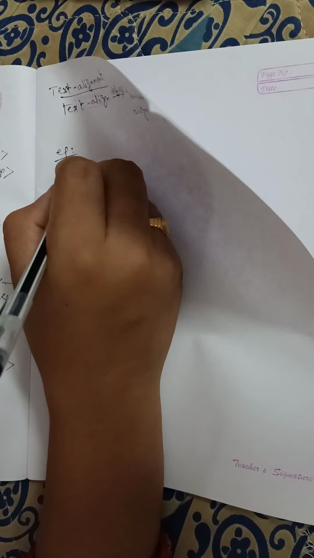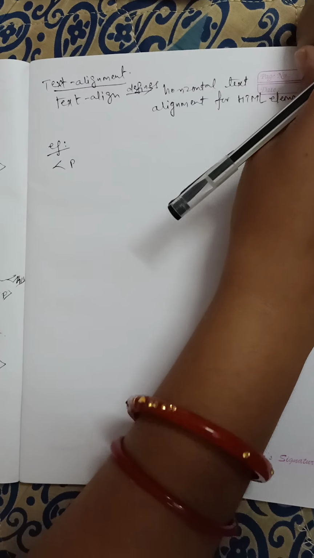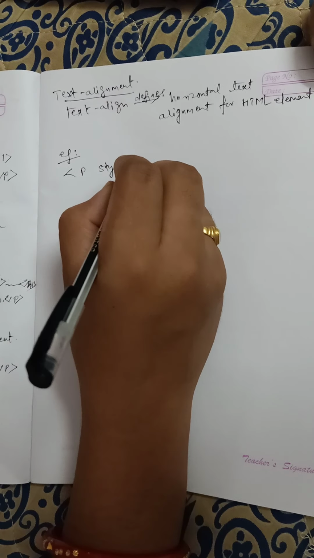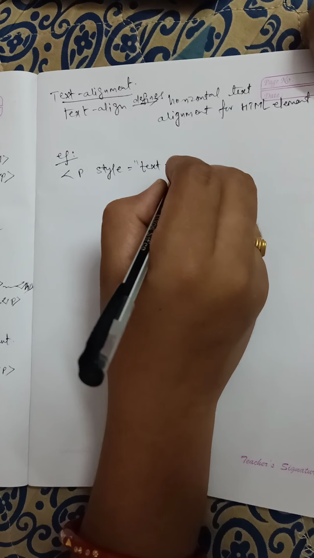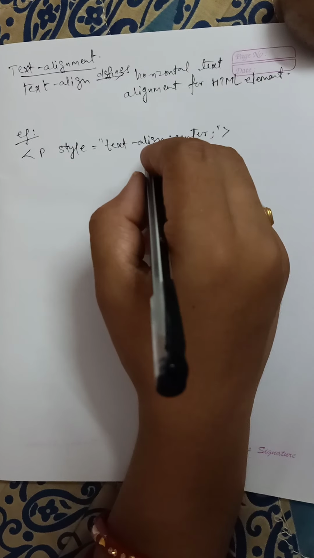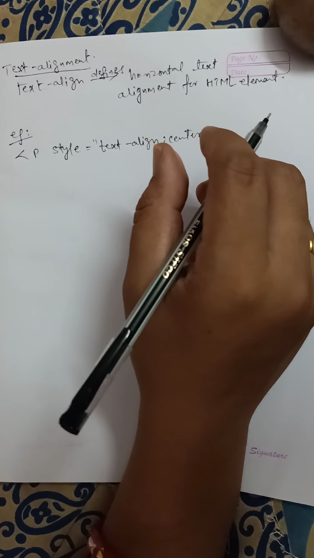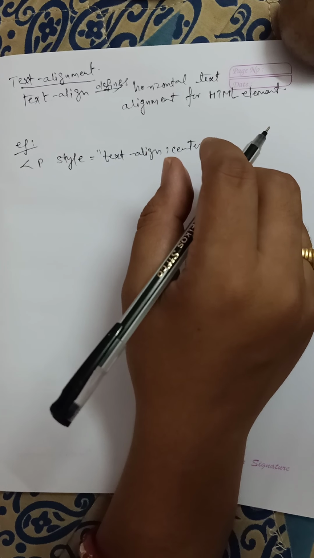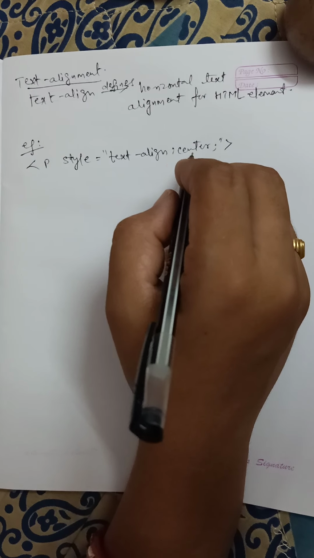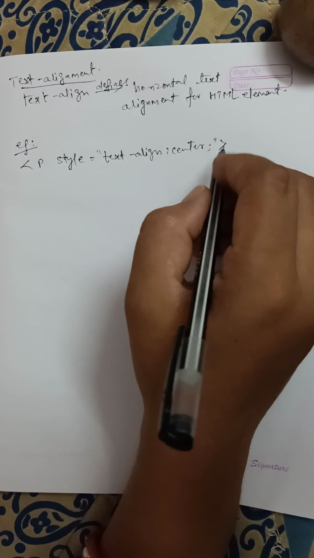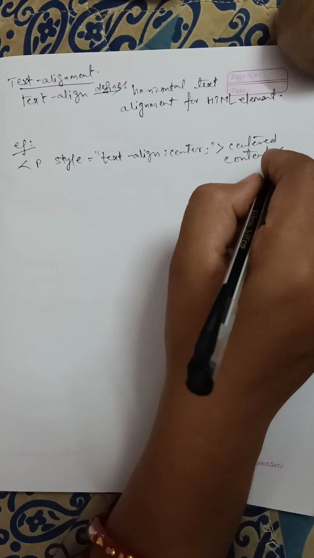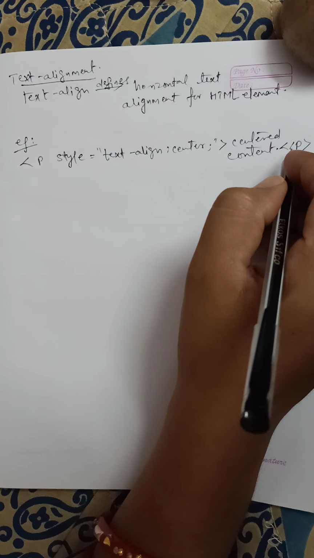Okay, an example is if I'm writing a paragraph, I can write style, text-align: center. So here the text will be aligned to the center. In Microsoft Word, when we are writing text, we can align it to right, left, center. Similarly, here also we can do the same thing. We can write right, left, center. So suppose I am mentioning center, I have the centered content, just for your understanding.